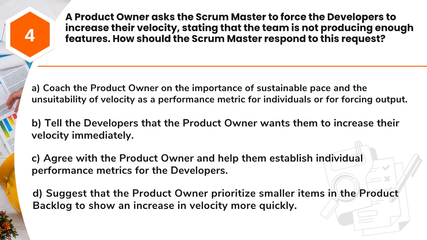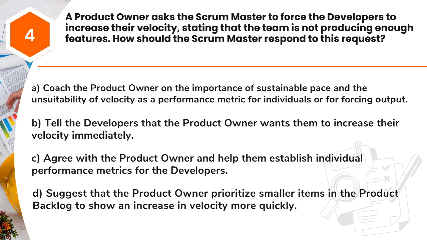Question 4. A product owner asks the Scrum Master to force the developers to increase their velocity, stating that the team is not producing enough features. How should the Scrum Master respond to this request? A. Coach the product owner on the importance of sustainable pace and the unsuitability of velocity as a performance metric for individuals or for forcing output.